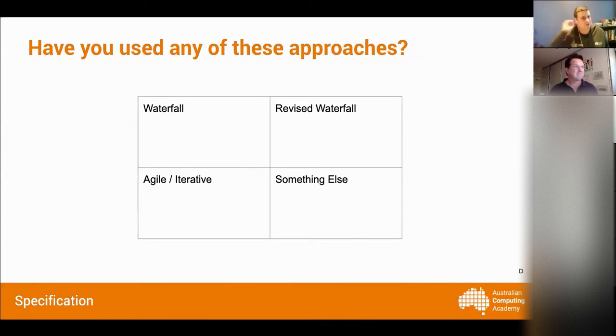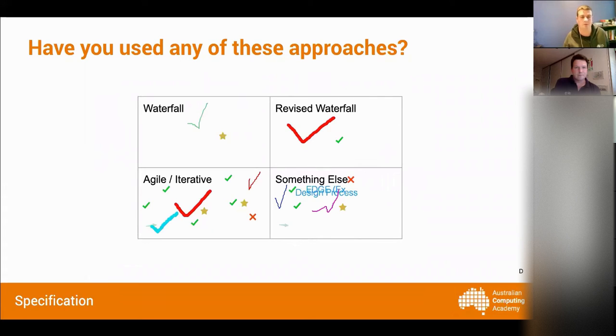Right. So I guess when we think about what's possible in maybe upper primary and 7 to 8 level, there are these different models of software development. So using the annotation tools, put a stamp in the box that corresponds to the different models that you've used. Have any of you used these sorts of models?